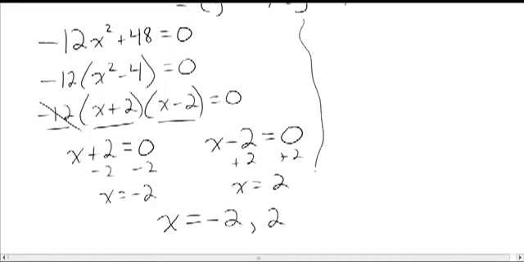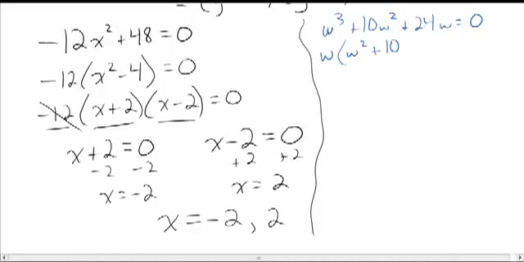I'll just do it over here beside it in a different color. What do we got? We got w cubed plus 10w squared plus 24w equals 0. Now, what can I factor out? Notice every term has a w, so I'm going to start by pulling out that w. So that's w times w squared plus 10w plus 24 equals 0. Now at this point, factor that trinomial on the inside. That should be pretty easy for you to factor. Don't forget about this w that's out front.